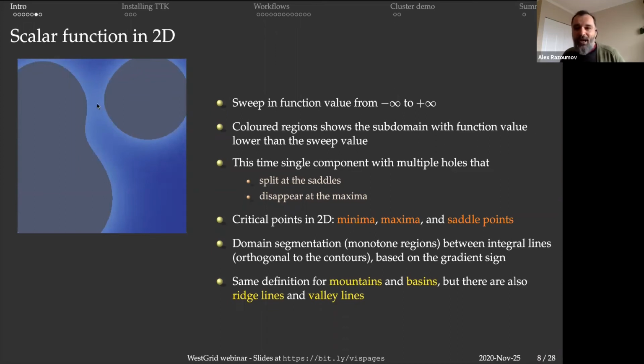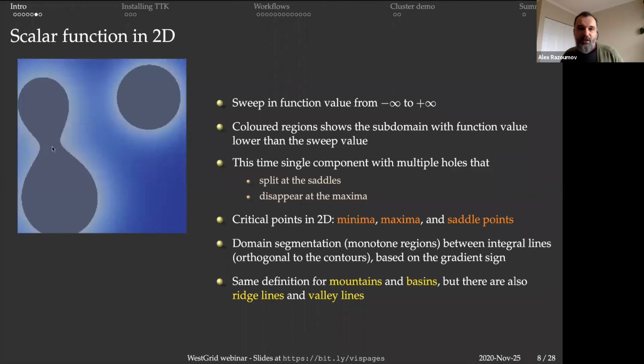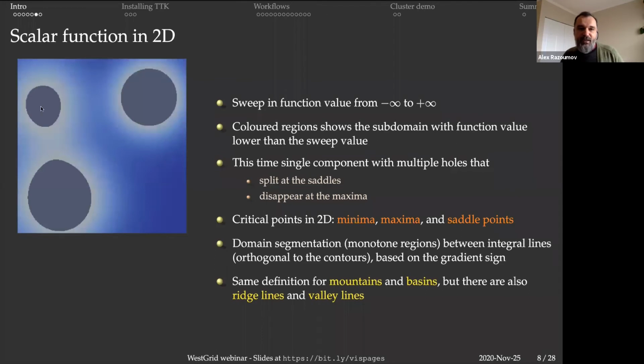So in 2D now you have 3 types of critical points. You have minima, maxima, and then saddle points. Saddle points are simply points where the coordinate derivatives are all 0, but these points are neither minima nor maxima, right? So for example, here is a saddle point where the hole is splitting into 2. Here we have another saddle point, and these are the maxima, where the holes disappear.